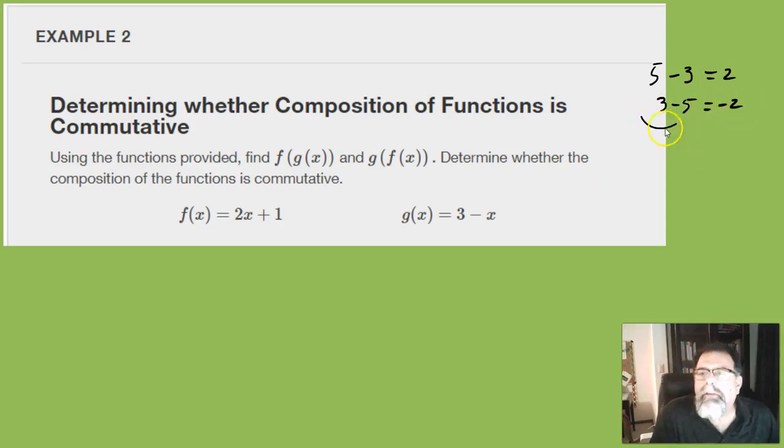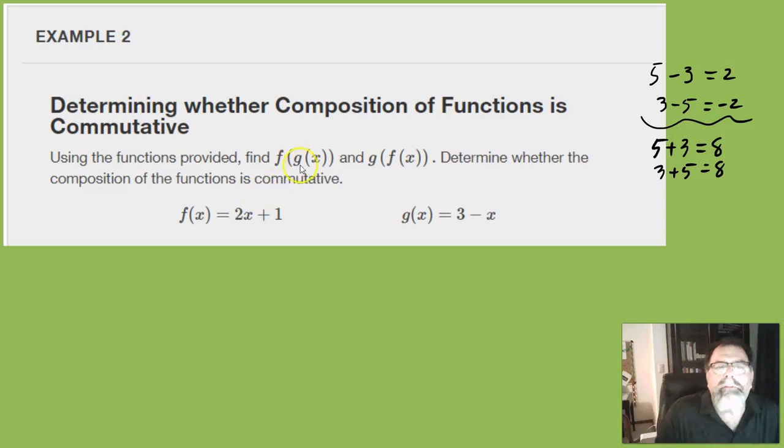Okay, but if you're doing addition, 5 plus 3 is 8, and 3 plus 5 is also 8. So the answer is the same. We call this property the commutative property, right? So is composition commutative? That's what we want to do. We want to see if these two compositions, f composed with g of x, and g composed with f of x, produce the same outcome.